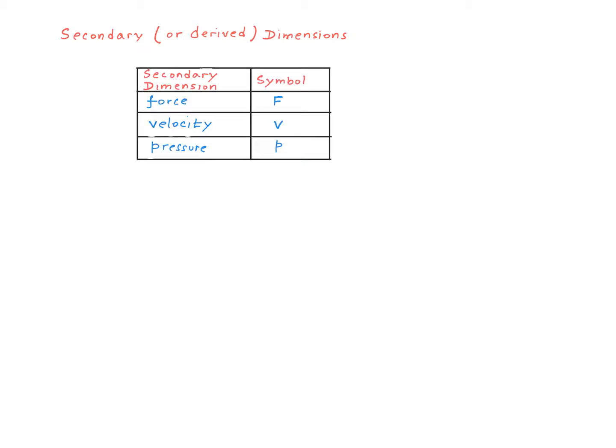While the 7 dimensions we discussed in the previous slide are the primary dimensions, dimensions of other quantities like force and velocity can be derived by combining these primary dimensions. And these derived dimensions are called the secondary dimensions. Depending on the subject that you are studying, you're going to run into many such secondary dimensions. Here are 3 examples: force, velocity, pressure.